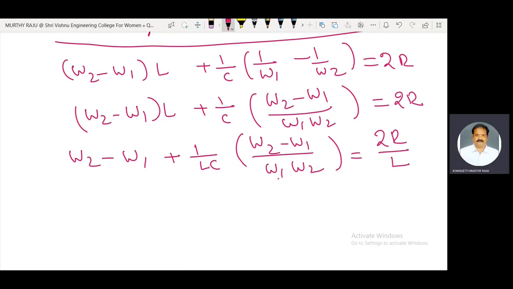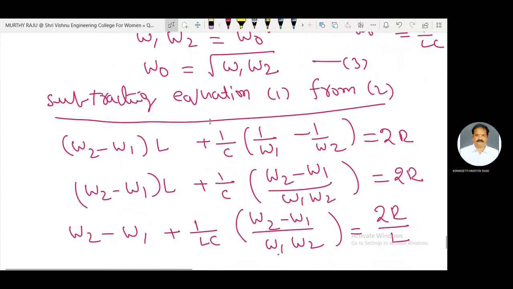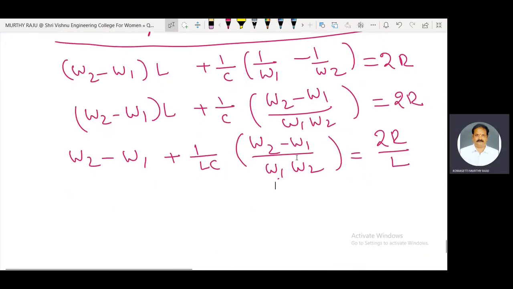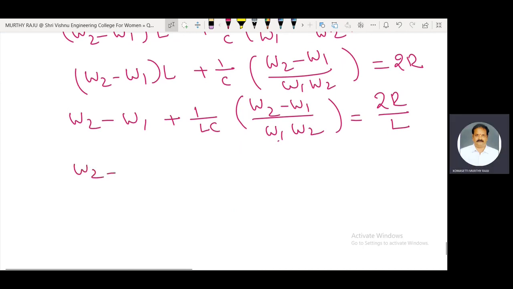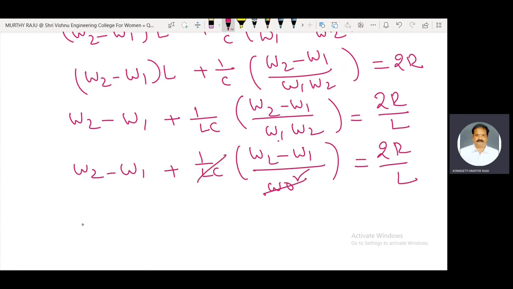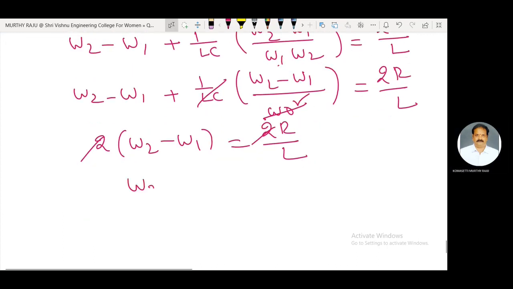Here ω1 ω2 is the geometric mean, ω0 squared. Therefore ω1 ω2 = ω0². Substitute the third equation here: ω0² = 1/LC, so (ω2 − ω1)[L + L] = 2R. Then 2 into (ω2 − ω1) L = 2R, the 2s cancel, and ω2 − ω1 = R/L.